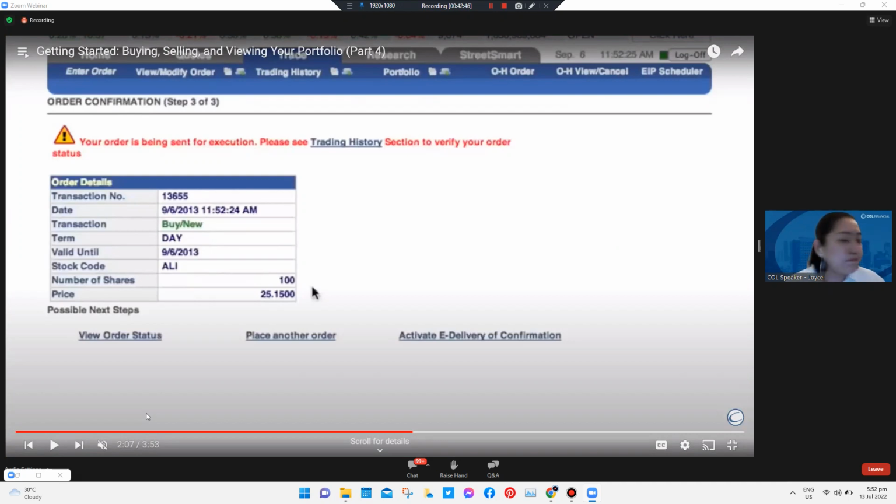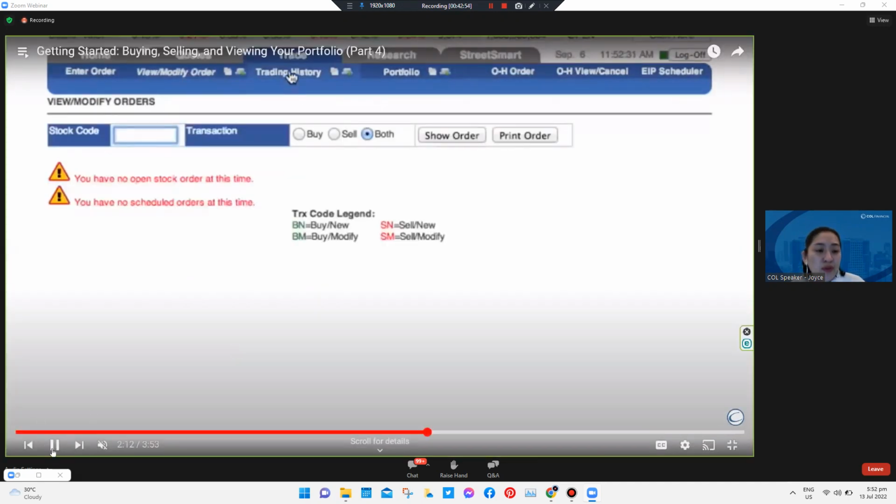And then here, you get to see your order confirmation. Now, since we put in a higher price, if you go to view/modify order, your order is not there anymore because you have already bought the share. That's why it's not in the view/modify order tab anymore. It is because you cannot cancel this as you already found a seller.